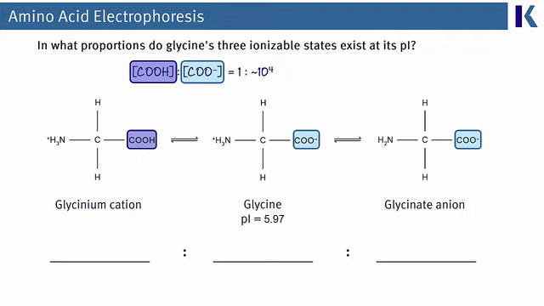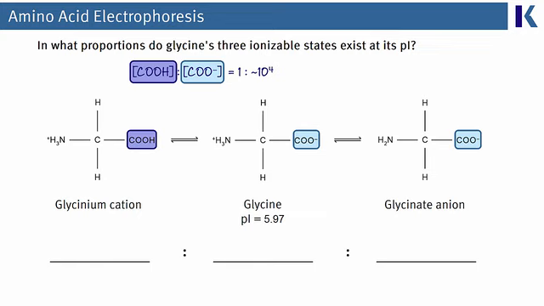Why is this not enough information to answer the question prompt? Even though we have one ratio figured out, we don't know what the ratio of glycine to glycinate ion is. We only know that those two together should be 10,000 times more present than the glycinium cation. In order to get our final ratio for glycine's 3 ionizable states, we need to supplement our carboxyl group findings with those of the amino group findings. So let's do just that.